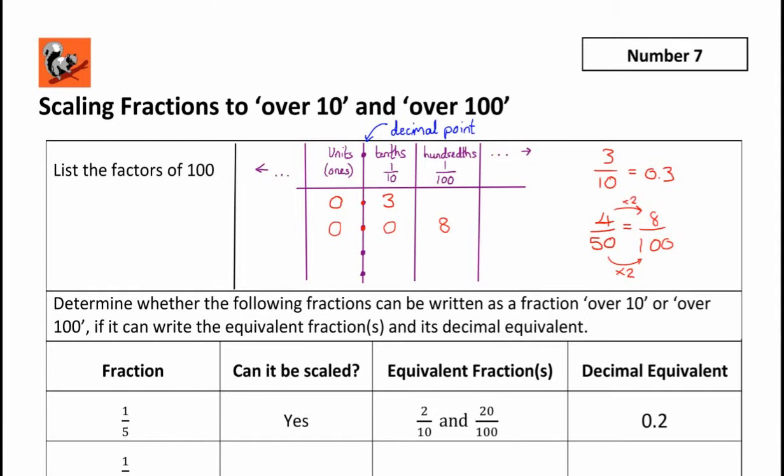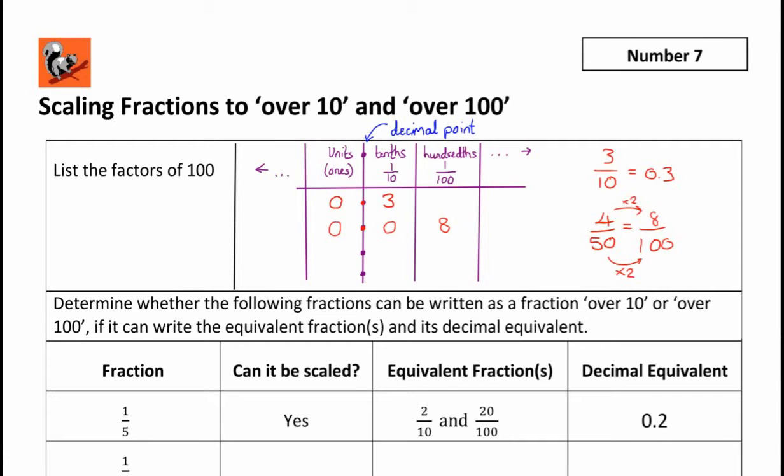So we're always looking to see whether we can turn the denominator into 10 or 100. This method carries on beyond that, and you've just got to think about what these columns would be called. The next one would be thousandths, and then 10,000ths, and they match the names of the columns to the left of the decimal point. To be able to tell whether something can be scaled into 10 or 100 easily, we should probably know the factors of those numbers, and the harder one of those is 100.